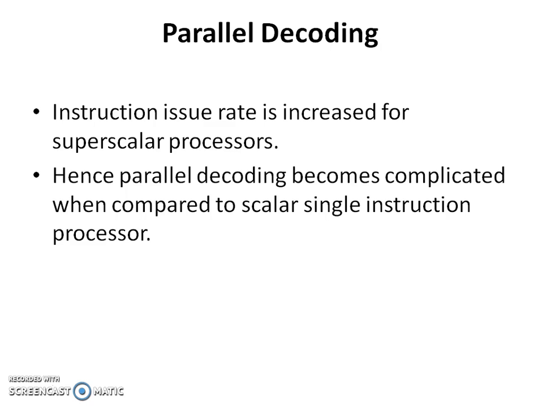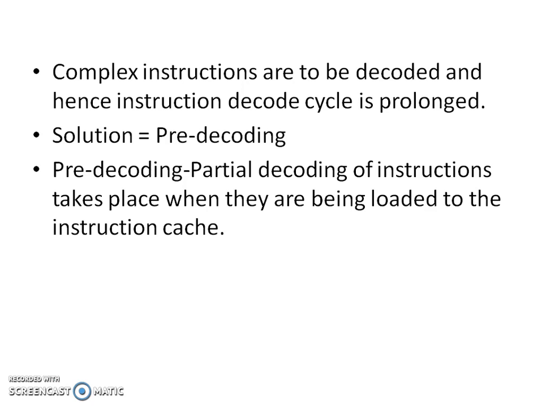Parallel decoding. As the rate at which instructions are issued increases in the case of a superscalar processor, when compared to scalar processors, parallel decoding is a much more complicated process for superscalar processors. As the number of instructions per time increases, much more complex instructions require decoding, which causes the instruction decode cycle to prolong.